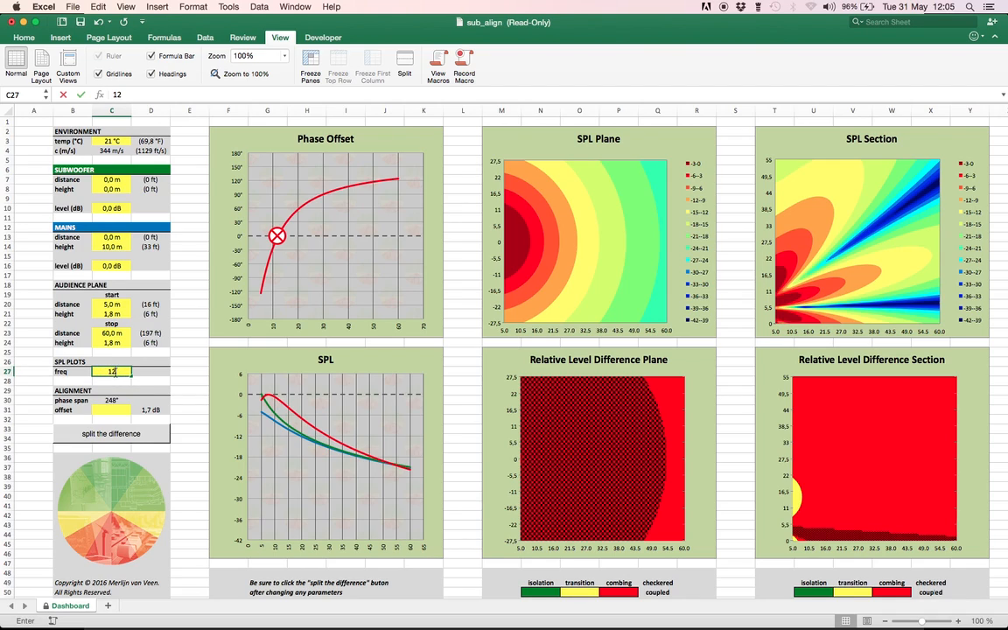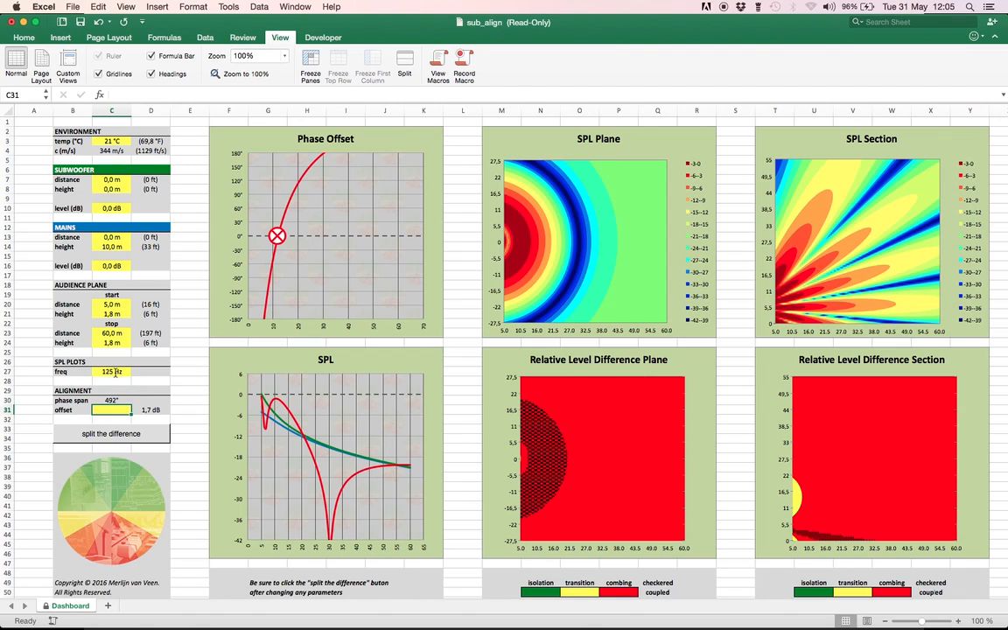However, if we go back to our original frequency of 125 Hertz, we can see that the scope of our problem is bigger, 492 degrees to be exact, and we only have a 240-degree window of opportunity, which is currently based on this alignment position, which is currently this part of the audience as shown in the checkered combing zone part of these two graphics, the relative level difference, plane view, and section view. It's the same story seen in two different dimensions.